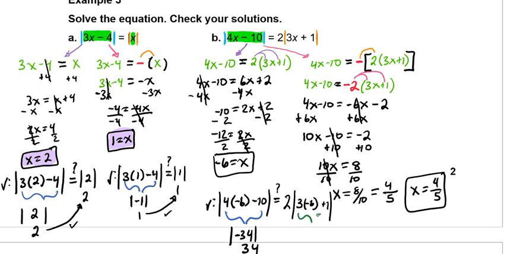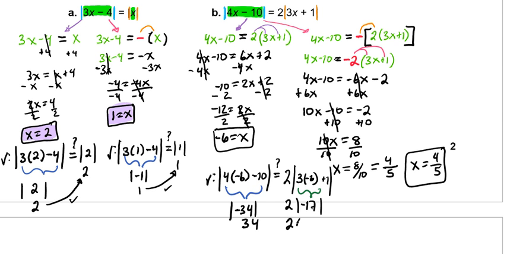Now we're going to work out this side. So we'll have 2 times the absolute value of, and 3 times negative 6 is negative 18. If we add 1 to that, we get negative 17. The absolute value of negative 17 is 17. So we'll have 2 times 17, which is 34. And we see that these match. So that tells us that x equals negative 6 is one of our solutions. But we still need to check our other piece.